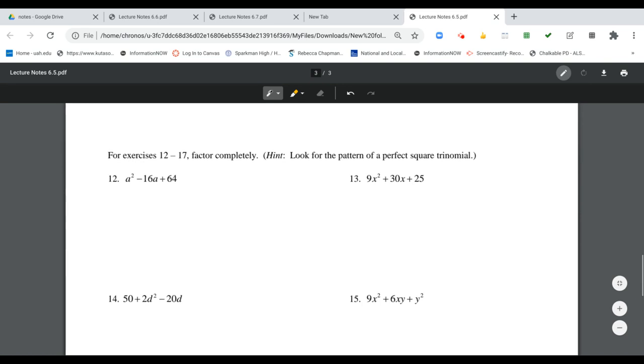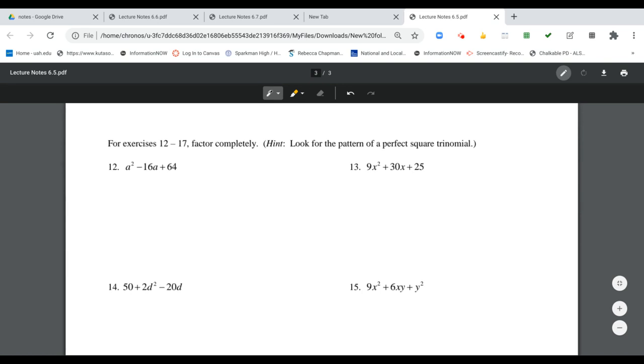All right, so look for patterns. To factor completely, remember they always tell you this because they're reminding you to take out the greatest common factor first. So my first term is a squared. My last term is 8 squared. Is my middle term 2 times a times 8? And it is. So I come over here and I put a minus 8 squared. That's how you factor a perfect square trinomial.